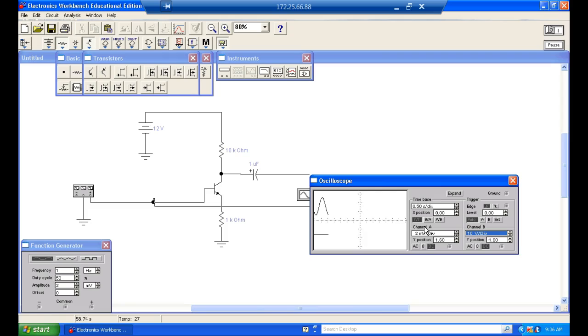What base voltage is normally required to turn a silicon transistor on? It's about 7/10 of a volt. So the problem is my input signal is not turning the thing on.